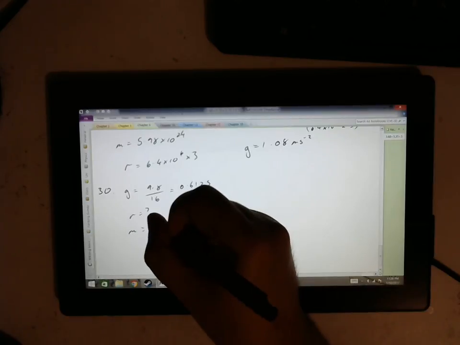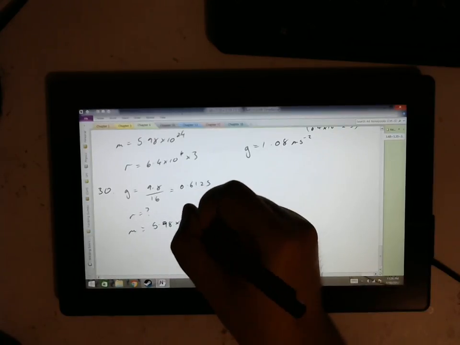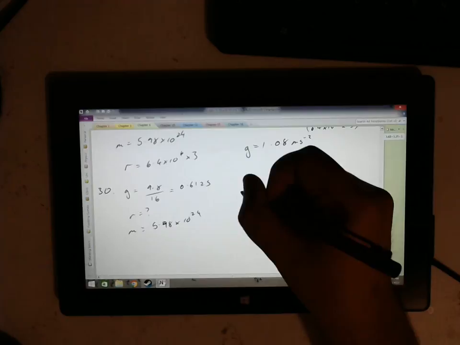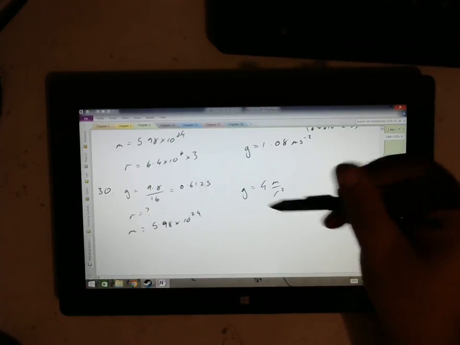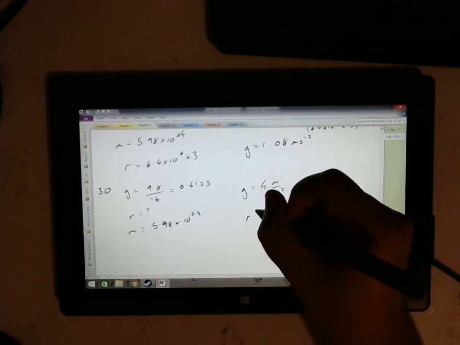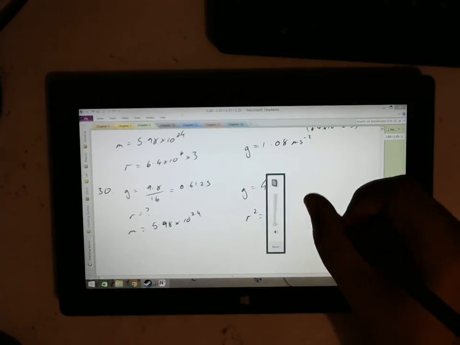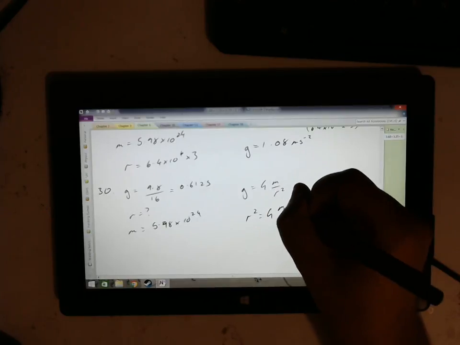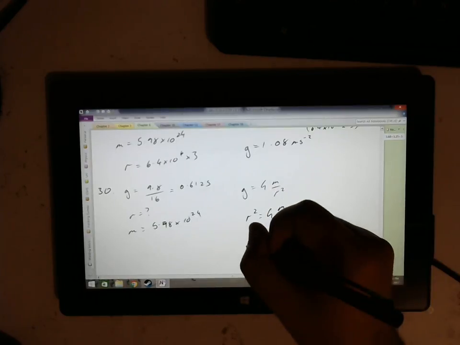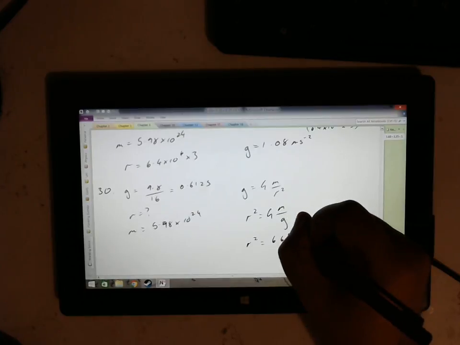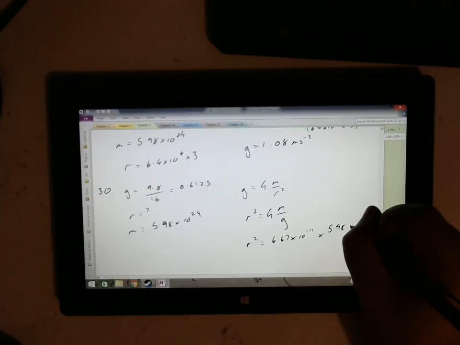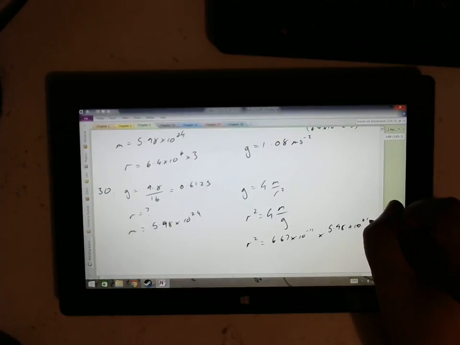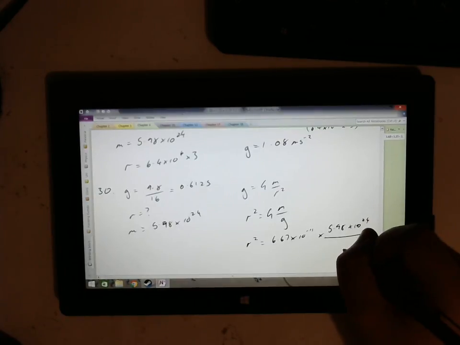We know mass, that's still 5.98 times 10 to the 24, and our formula G equals capital G m over r squared. If we rearrange this, we'll get that r squared will equal capital G m over little g. Let's substitute. R squared equals 6.67 times 10 to the negative 11 times 5.98 times 10 to the power of 24 divided by 0.6125.